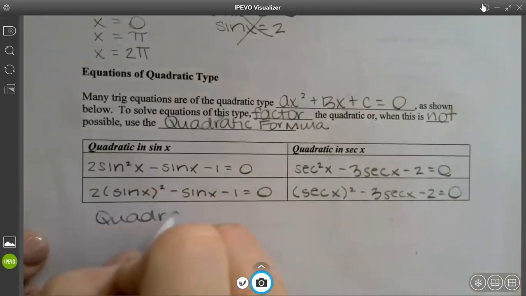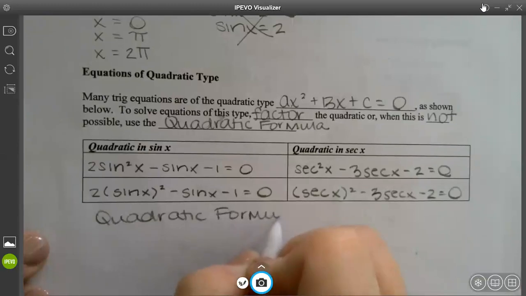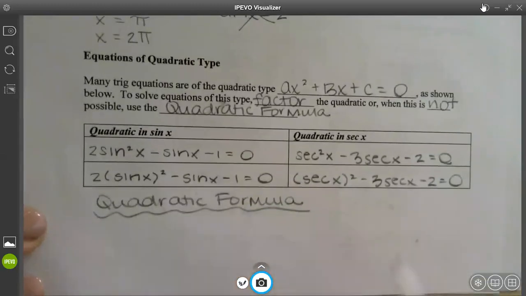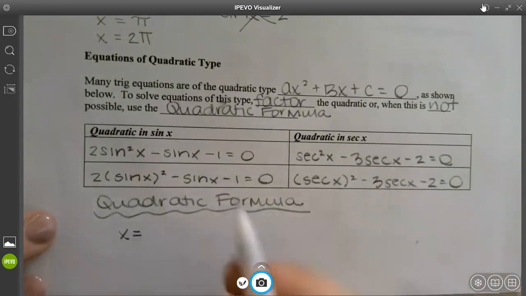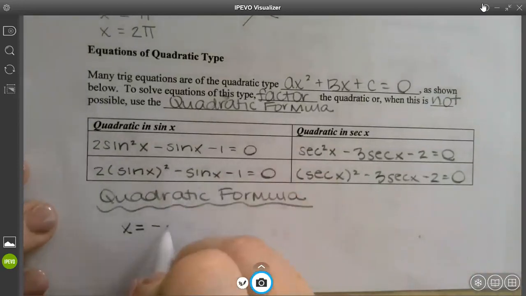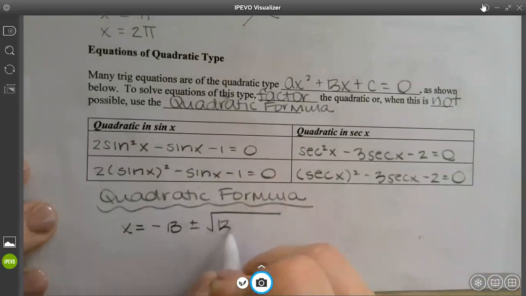What is our quadratic formula? Negative b plus or minus the square root of b squared minus 4ac all over 2a.